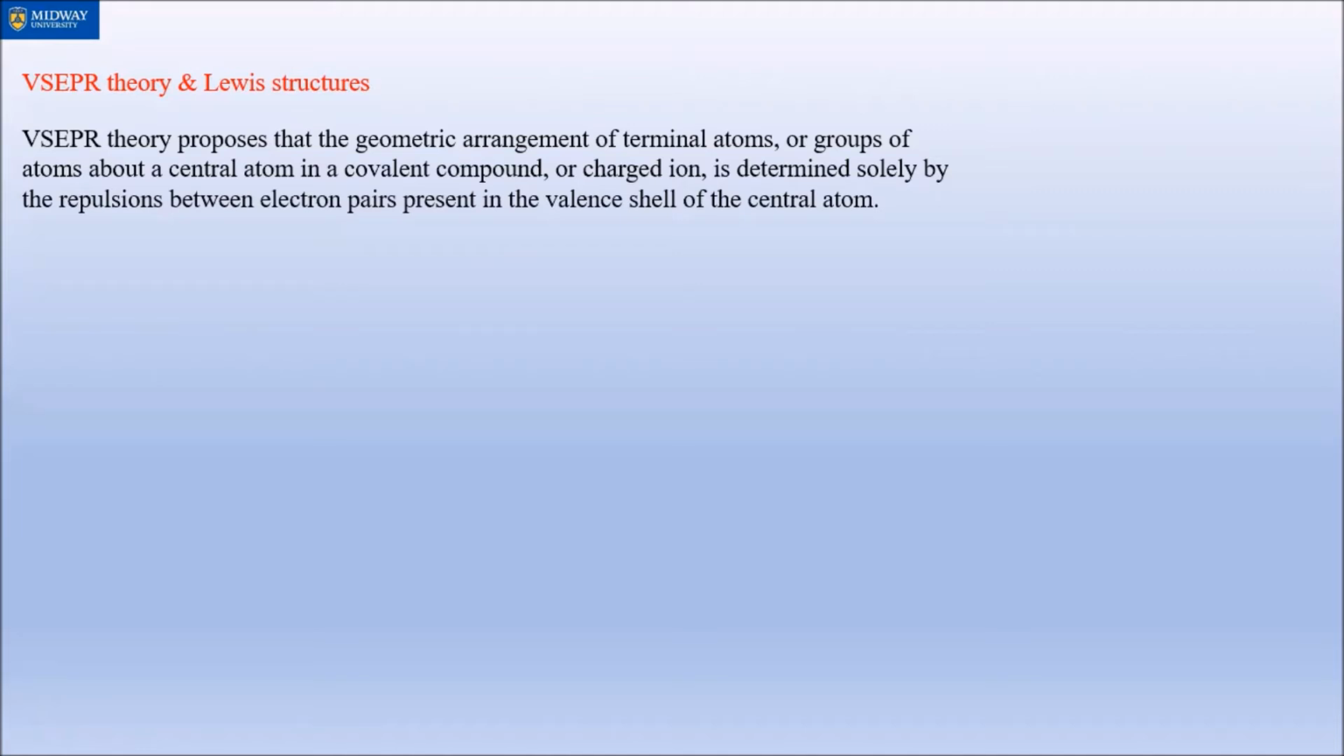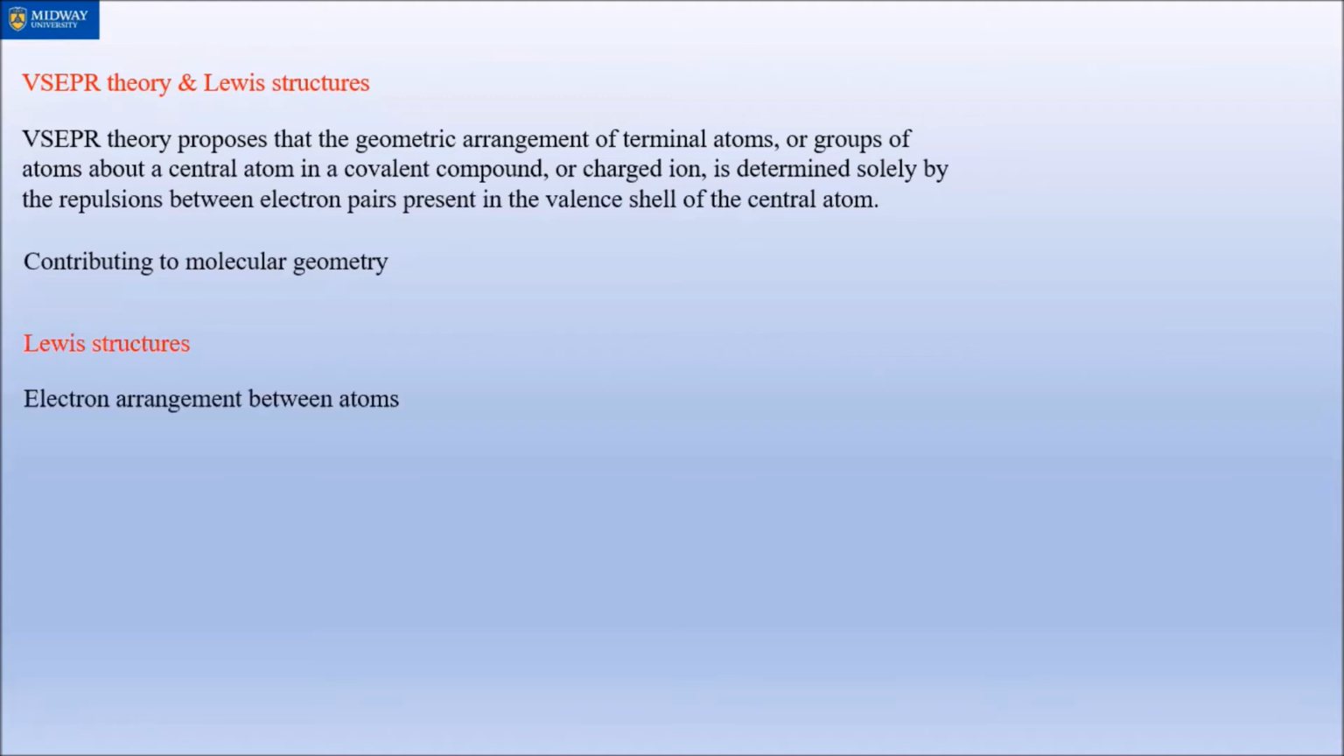Now, the type of geometry that VSEPR theory contributes to is molecular geometry. Remember that? Lewis structures, in a nutshell, primarily deal with electron arrangement between atoms. Simple as that. And what type of geometry does a Lewis structure contribute to? It's electron geometry.